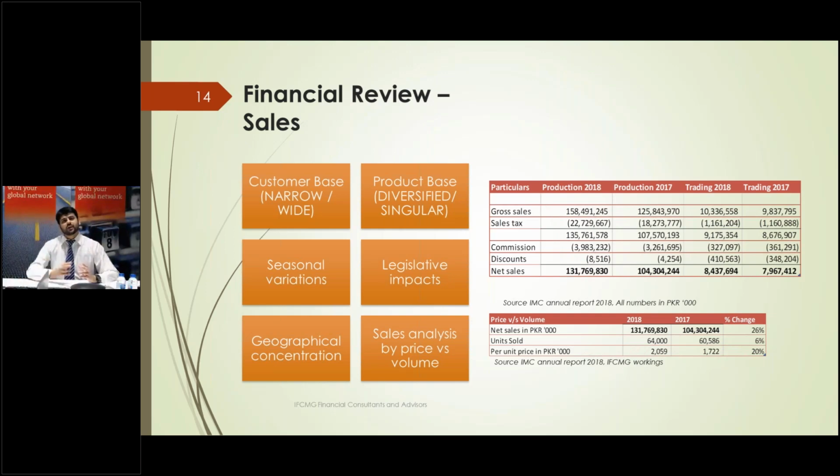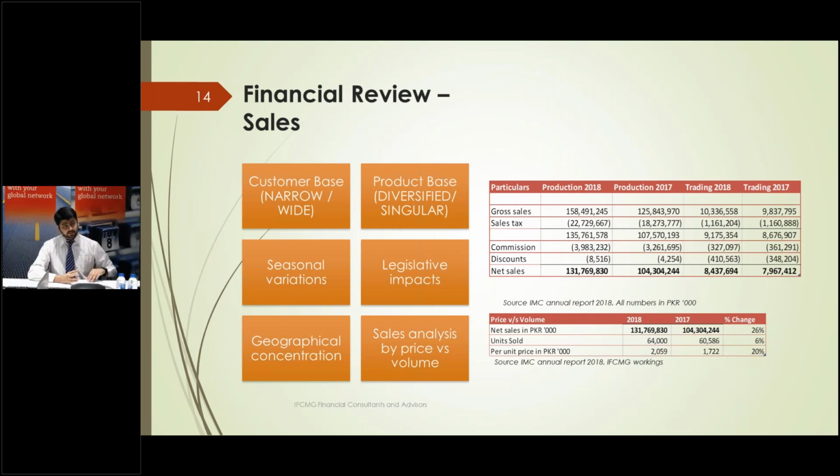And thirdly, we have geographical concentration. How much is the sales concentrated in one area or the other? Now that is in Toyota Indus Motor Company. I don't have the data exactly, but it is my estimation that it is very fragmented with a large concentration in the urban areas of Pakistan, Lahore, and Islamabad.